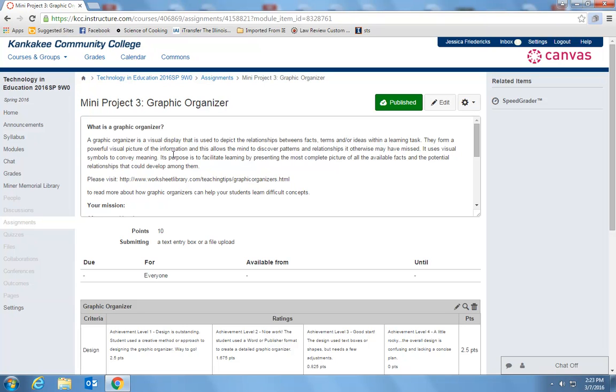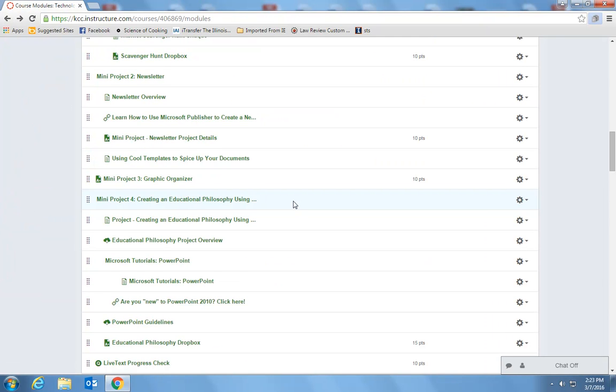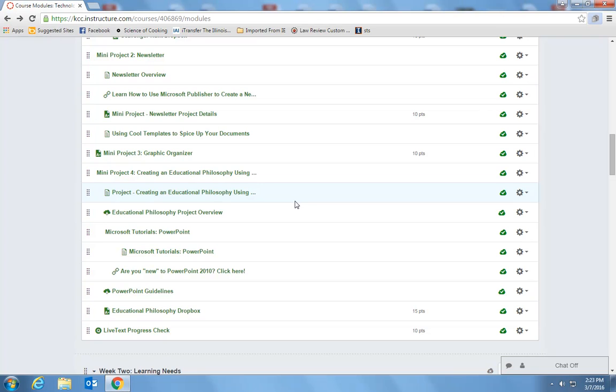So again, you're going to think of a topic related to your specific goal. If it's teaching, what do you want to teach? Do you want to teach English? Do you want to teach math? Then you would think of, based on the description posted in this mini project, how you would teach a certain concept, using a graphic organizer to get your message across.